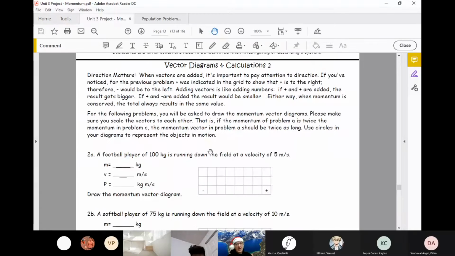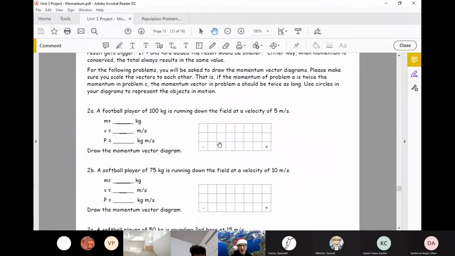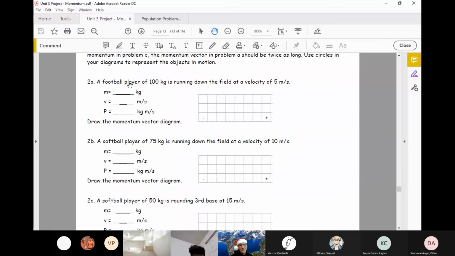And then I asked you to do this on your own. It was just practice of the previous momentum diagrams, showing people of different masses moving at different speeds. You calculate their momentum and draw a diagram. Make sure that you included the boundary of the system for each of these two, right? So you might want to double check that.